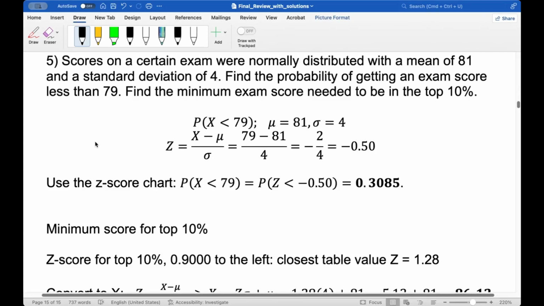Hello, this is part two of the final review sheet. We're going to briefly go over number five again with the Z chart just to go through that process.